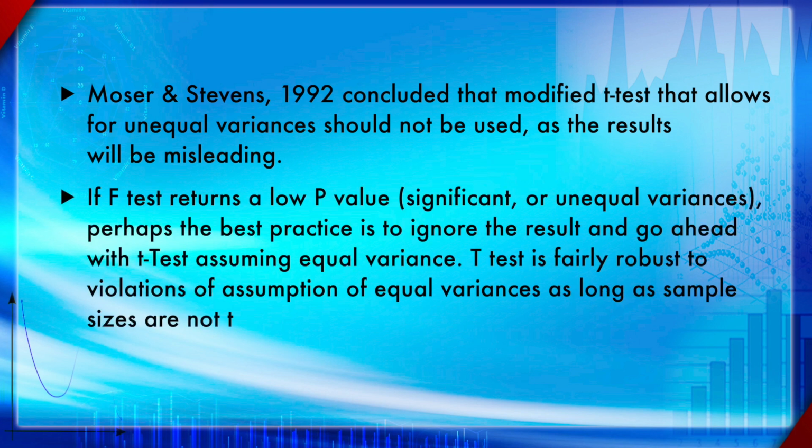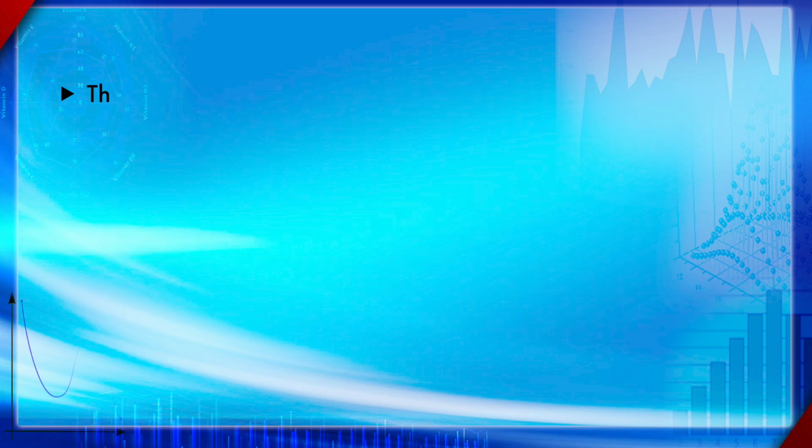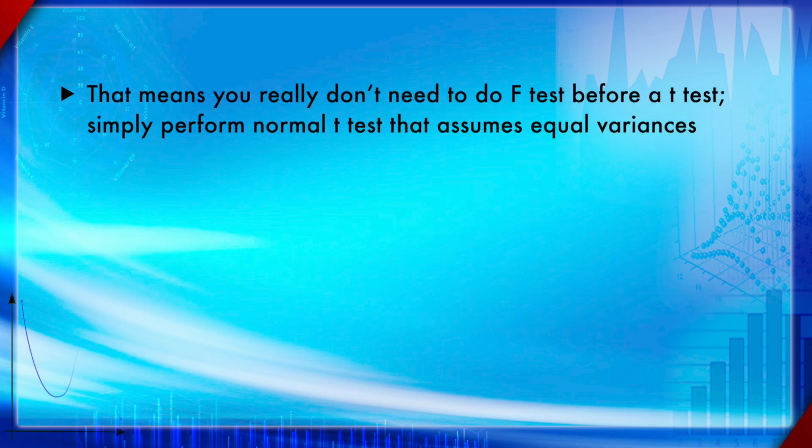Ideally the f-test should return a high p-value. If the f-test returns a low p-value, perhaps the best option is not to worry, just assume that the variances are roughly equal and go ahead with the t-test. That means you really don't need to do the f-test anymore. What is the point of doing it? If the f-test says the variances are unequal, you still have no other choice; you have to go with the normal t-test. So there is no point in doing the f-test beforehand.